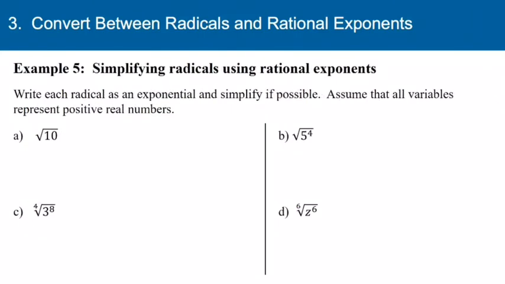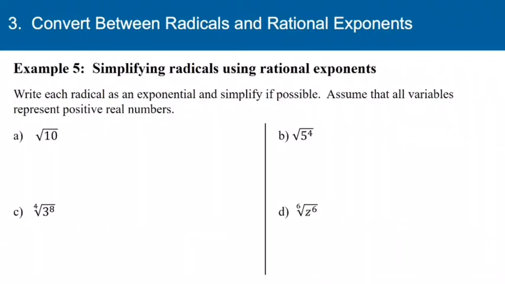Now, sometimes when you have a radical expression, writing that radical expression with rational exponents will help you simplify the radical a little bit. So that's what we're going to try here. In example 5, notice it says write each radical as an exponential and simplify if possible. Assume that all variables represent positive numbers. So that's just code for don't worry about using absolute value bars.